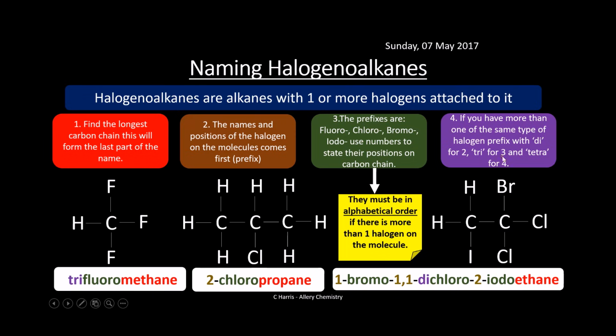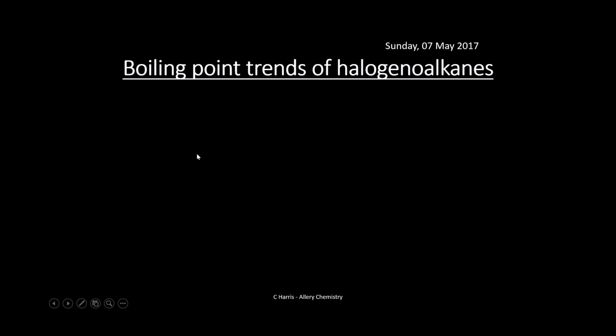Basically, I'm just trying to highlight the alphabetical order. B, then C, then I. Okay, so it must go in alphabetical order if you've got more than one type of halogen. Okay, so this one's 1 bromo, 1 dichloro, 2 iodoethane. Okay, try and say that one quickly. Okay, so that's basically the naming of the halogenoalkanes.